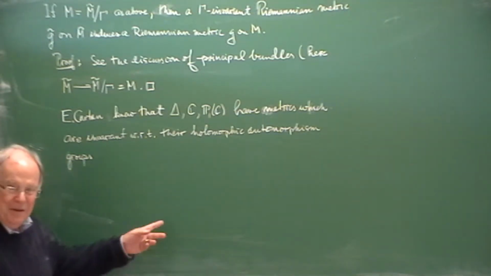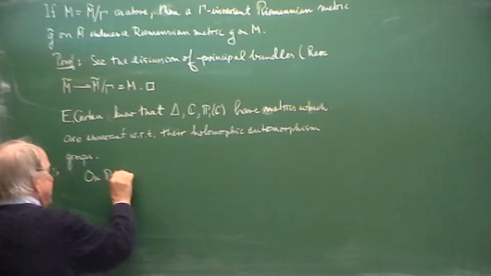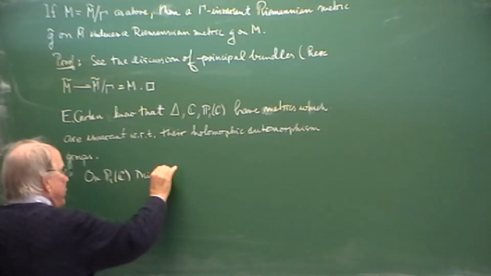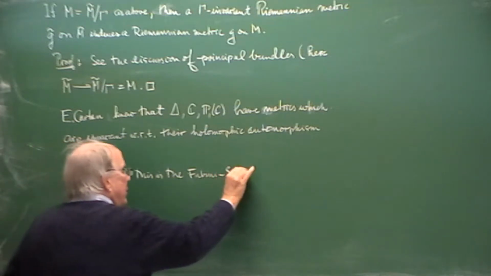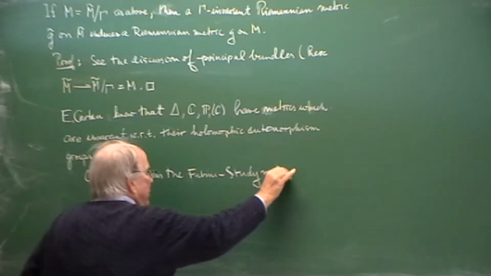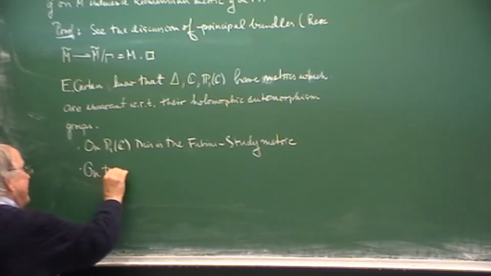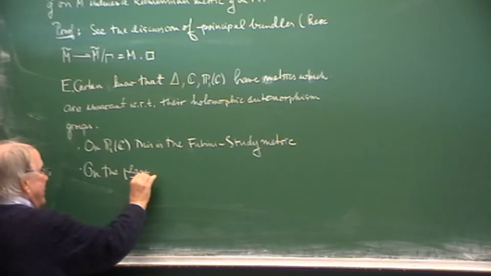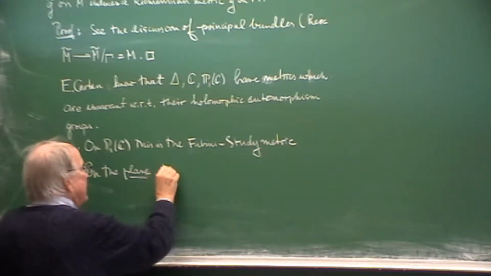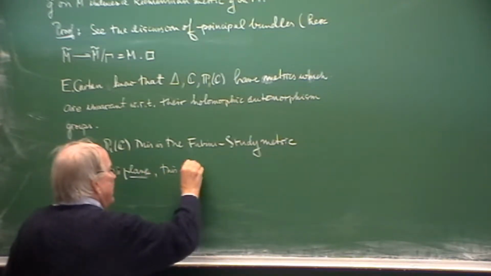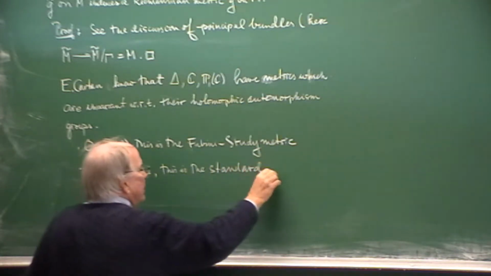We just discussed the invariant metric on P1. So on P1, this is the Fubini-Study metric. On the plane, this is the standard Euclidean metric.